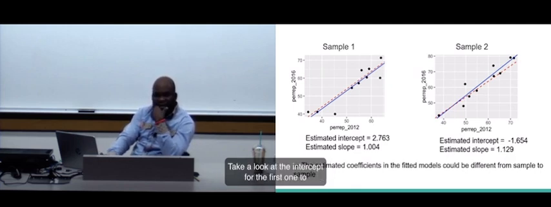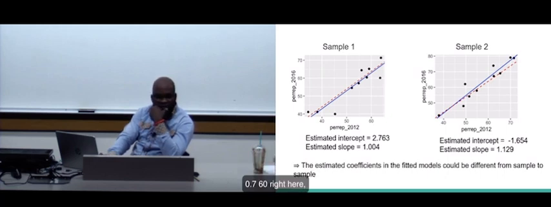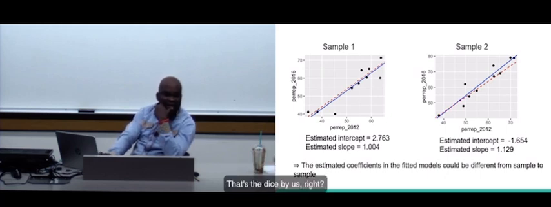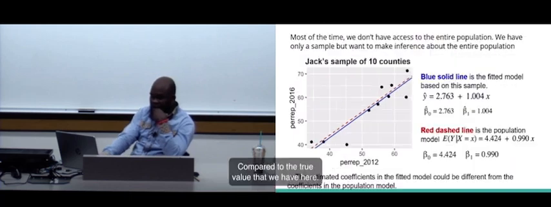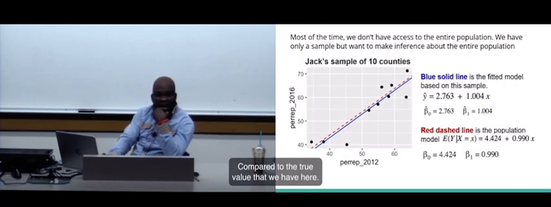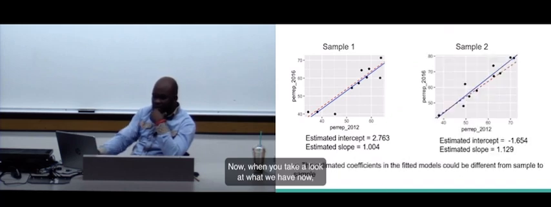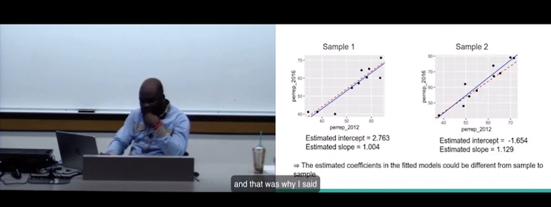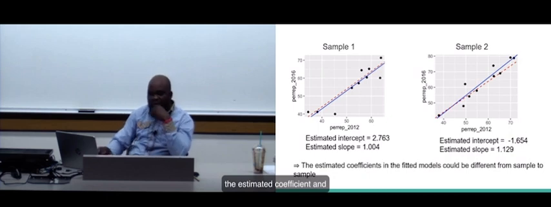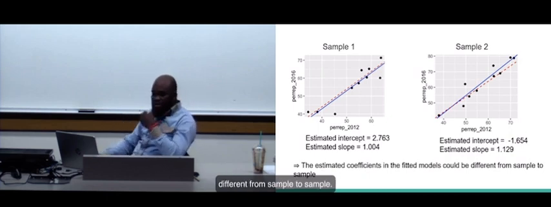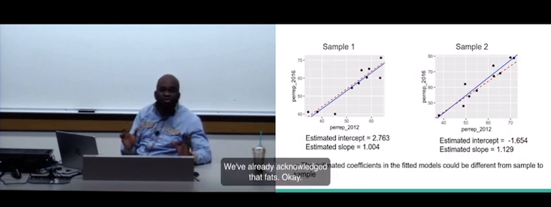Take a look at the intercept for the first one, 2.763, right? Even here, the intercept is negative. That's bias, compared to the true value that we have here. Now, when you take a look at what we have, that was why I said the estimated coefficient in the fitted models could be different from sample to sample. We've already acknowledged that fact.